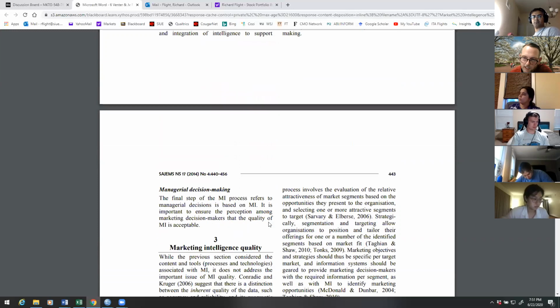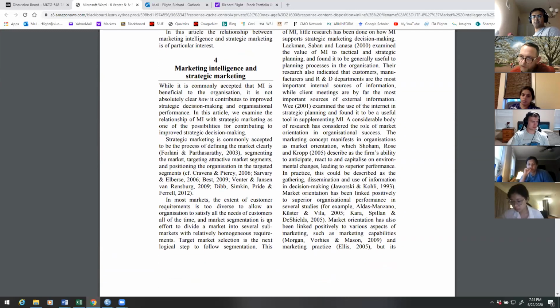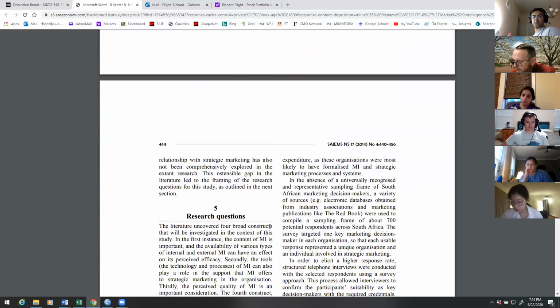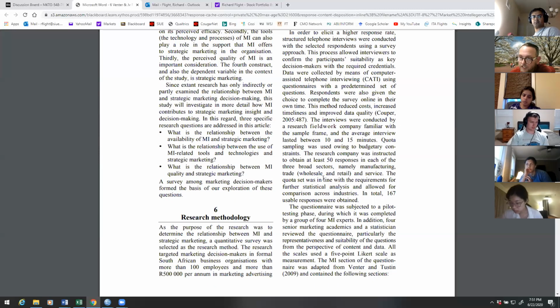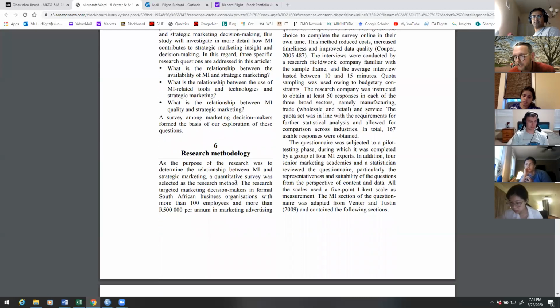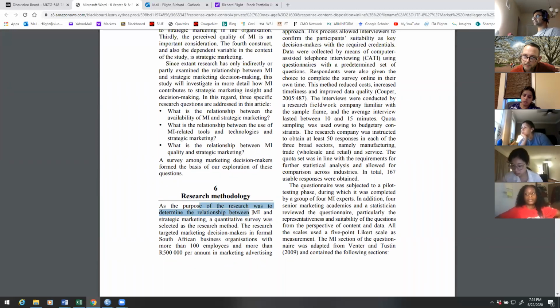What the big focus of the paper for us today is really dealing with is their method, as we cruise on down to their methodology. We have their research questions. That's good to know, but really the methodology here is what we're looking at. Again, following the purpose of their research, to determine the relationship between marketing intelligence and strategic marketing. They did a survey. Okay, fantastic.